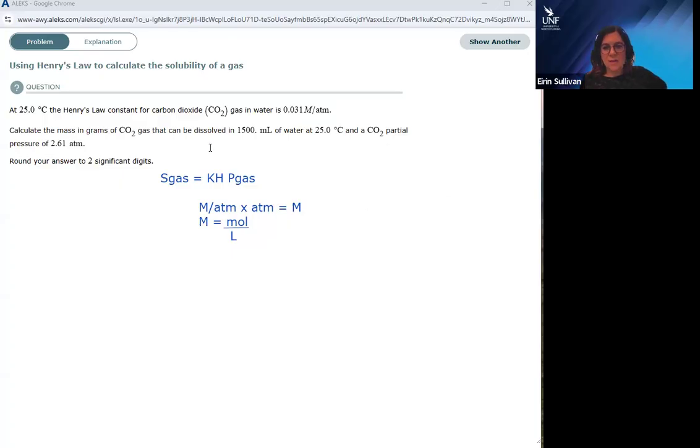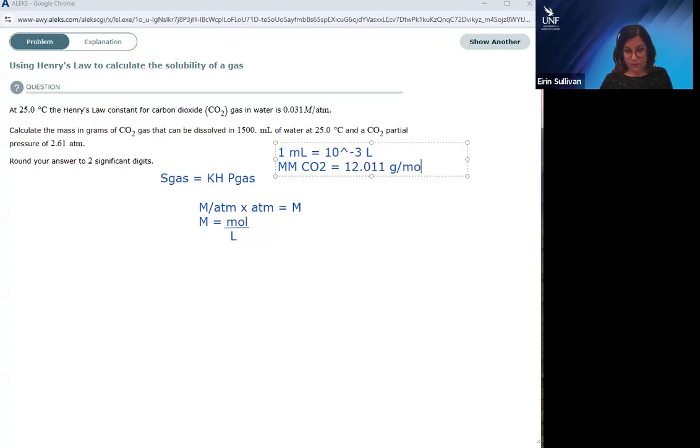So let's do some gathering of the equivalencies that we're going to need. We need to know that 1 milliliter is 10 to the power of minus 3 liters. And we need to know the molar mass of carbon dioxide. So carbon dioxide is 1 carbon, CO2. So carbon is 12.011 grams per mole, as much as I can remember off the top of my head, and oxygen is 2 times 15.9994, I think, grams per mole. So that's going to give me a molar mass of about 44.0009. It's good enough. Grams per mole for the carbon dioxide. Okay, so let's just keep that up there somewhere.